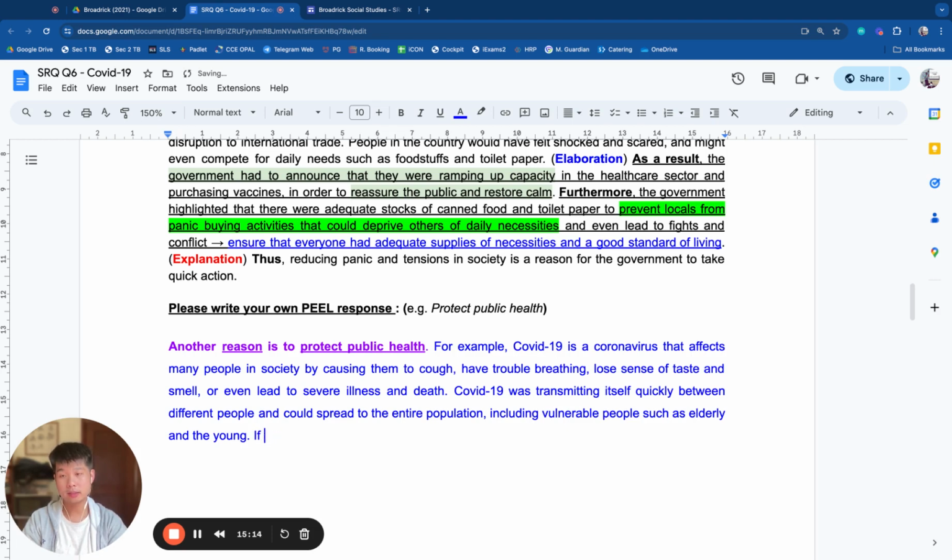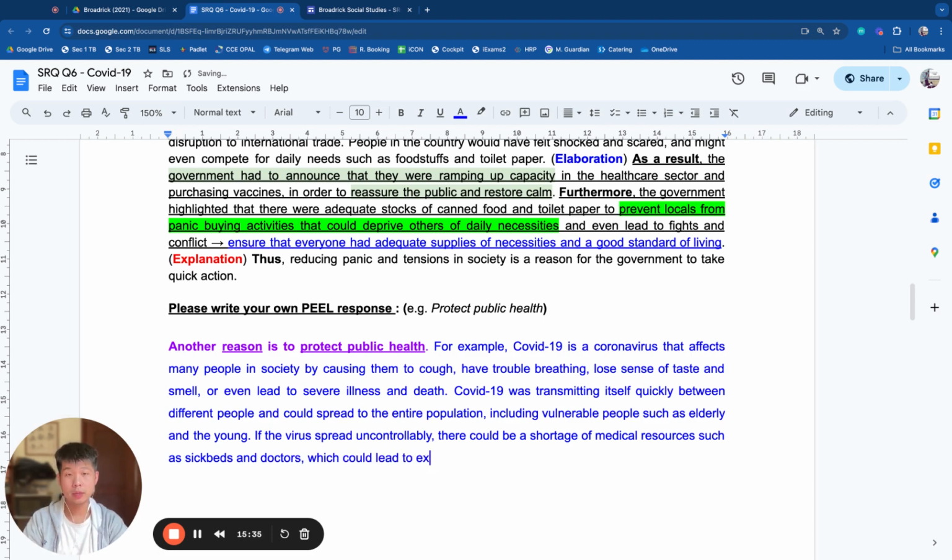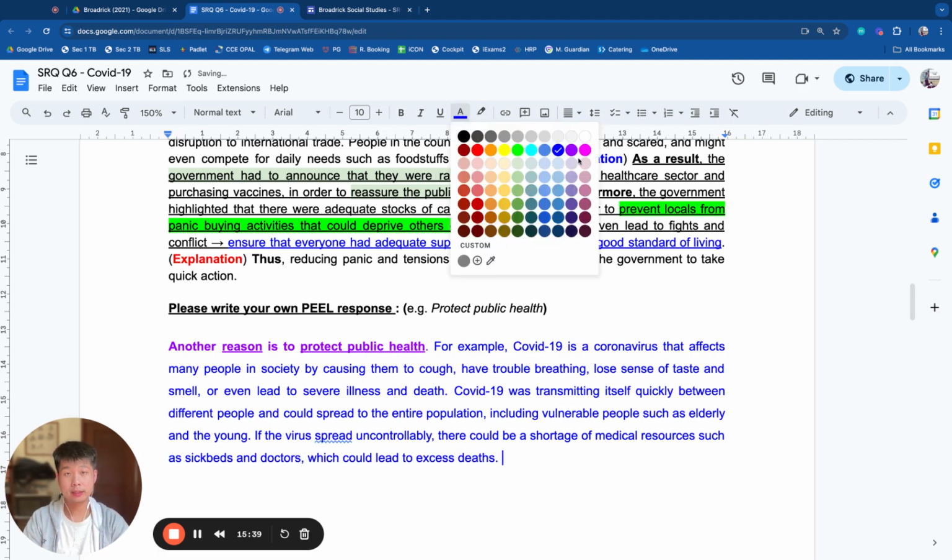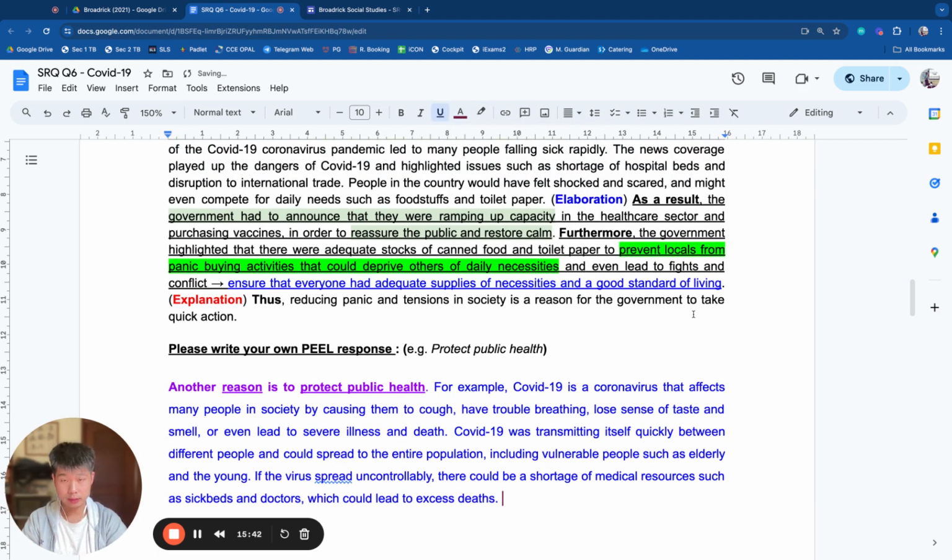If the virus spread uncontrollably, there could be a shortage of medical resources such as sick beds and doctors, which could lead to excess death. All right, so let's go into our explanation. As a result, swift action by the government.